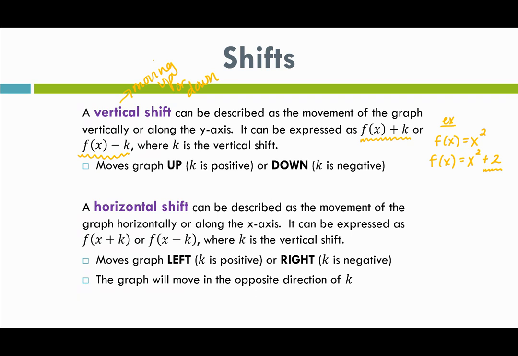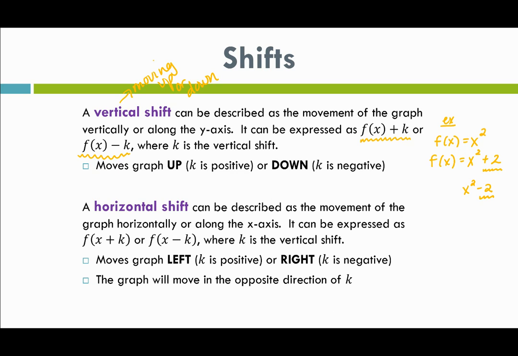When we are moving vertically, we follow the direction of the sign. So in this example, because I've added 2 to the function, we're going to move up 2. Okay? If I were to have x squared minus 2, this is still a vertical shift because that 2 is on the outside of the parent, but my graph would be moving down because my sign is negative.